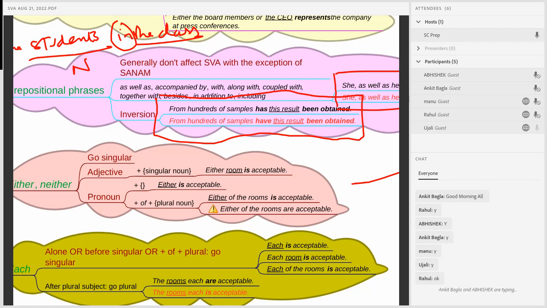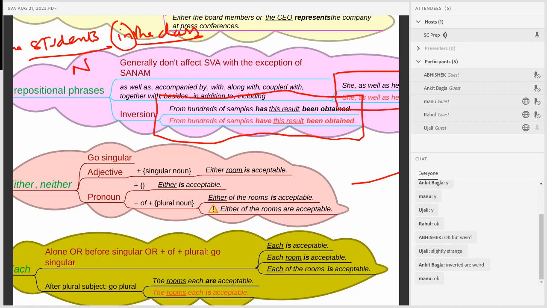Okay, Rahul saying okay. Abhishek saying fine, but slightly strange. "From hundreds of samples, has this result been obtained?" Ojali saying slightly strange. Inverted are weird in general, sure. Manu saying it sounds okay.